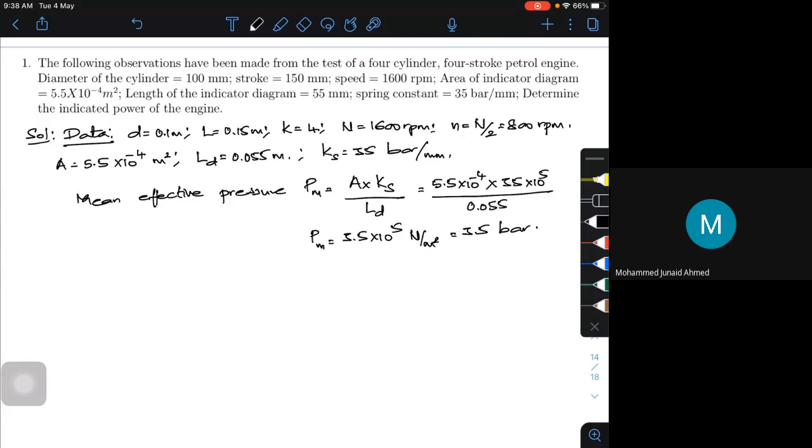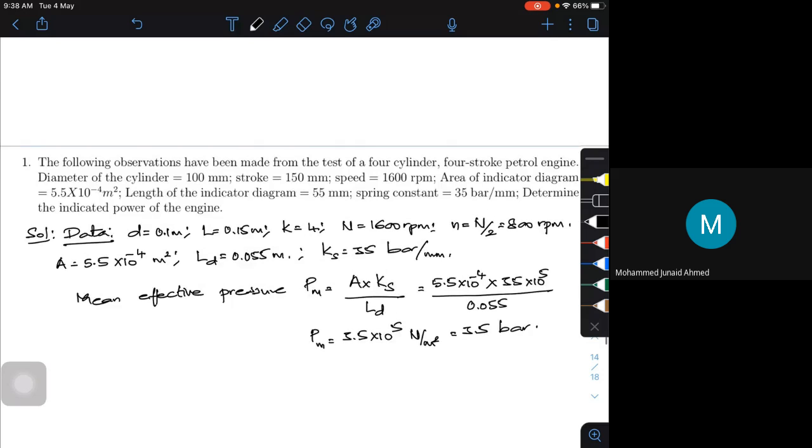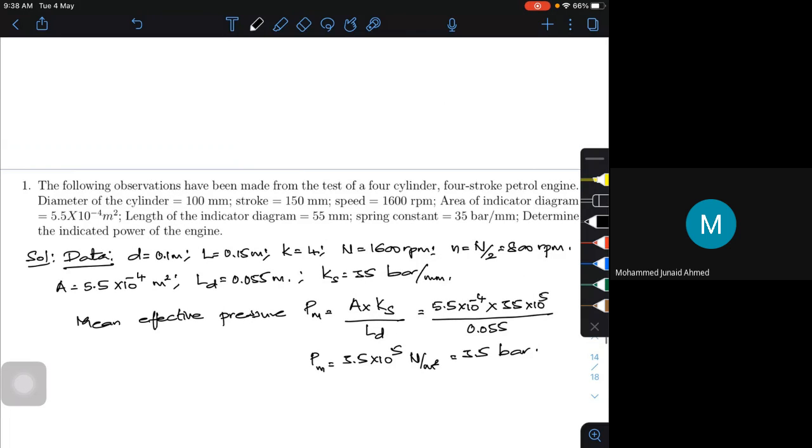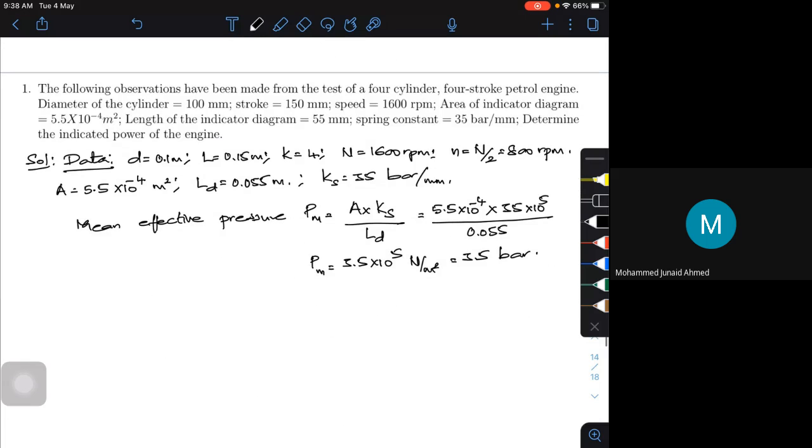Sir, shouldn't the spring constant value in bar per mm be converted to bar per meter? May not be. If you keep it in bar per millimeter, then it should be converted, so you have to divide by 1000. Then it would be 35,000 per meter, so 35 bar has to be converted to meters.